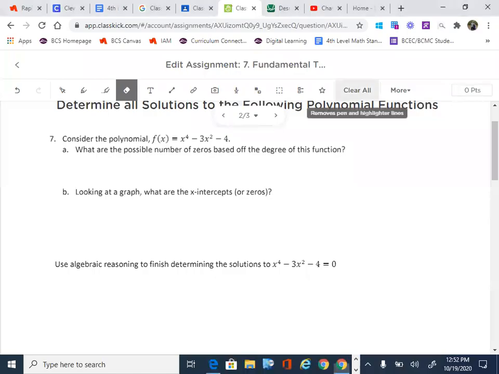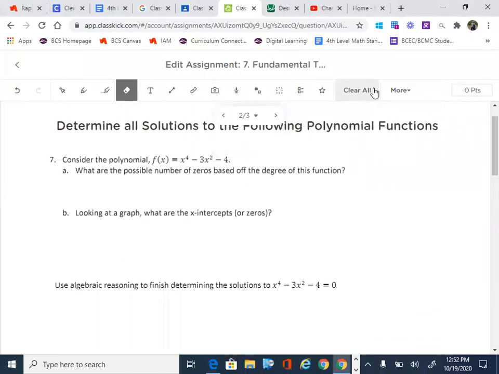All right, guys, we're going to be doing some calculations today on determining all solutions to polynomial functions. In doing so, we're going to look at a graph, do some division, and do some equation solving here. It says, consider the polynomial f of x equals x to the fourth minus 3x squared minus 4. What are the possible numbers of zeros based on the degree of the function?